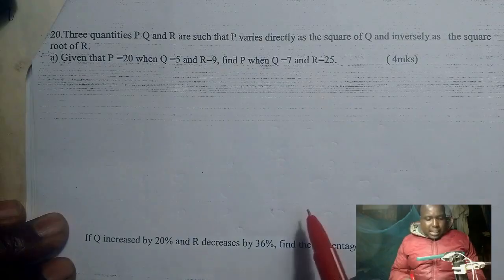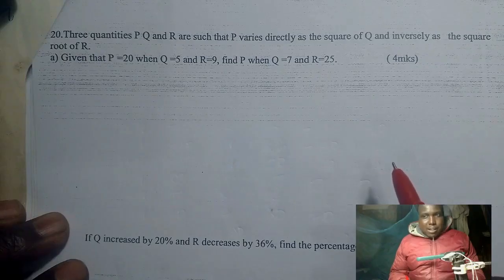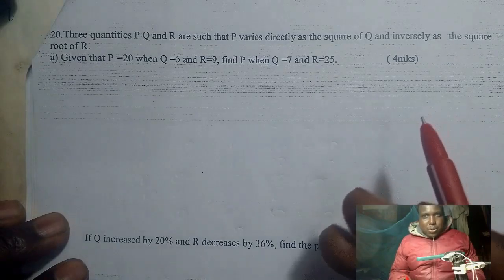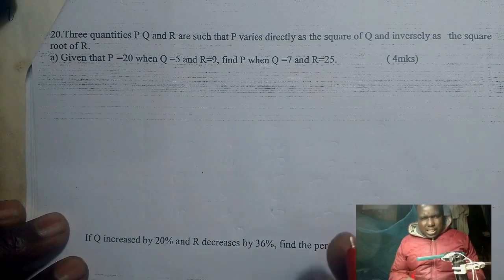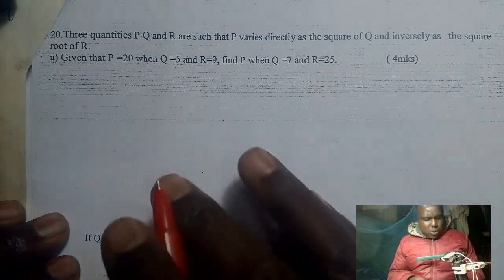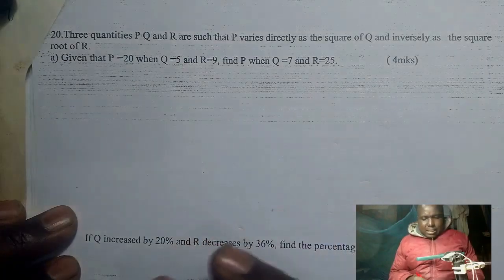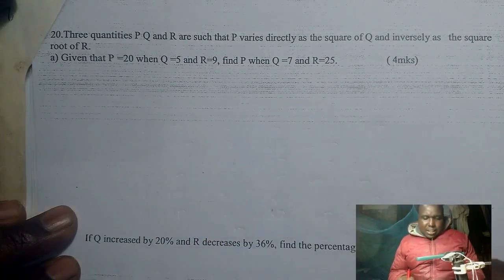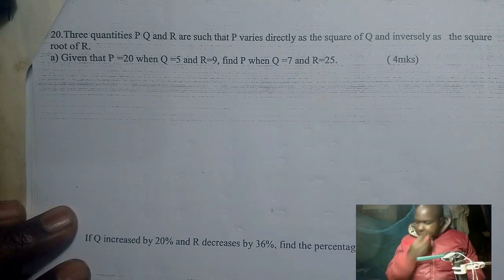So let's see. How many types of variations do we have? We have partial variation, we have direct variation, and we have indirect, which we call inverse variation. So you need to see which one is which. Is this direct, combined direct and inverse, or partial? You need to know all of this.